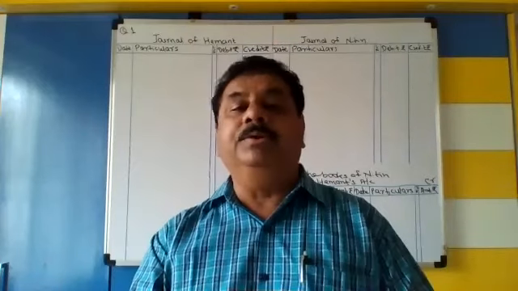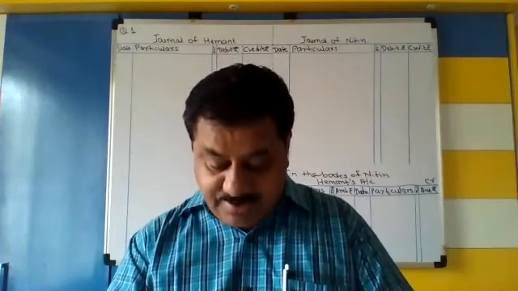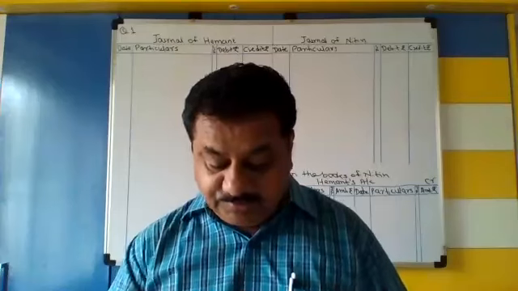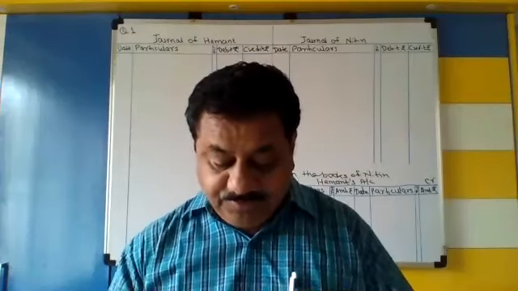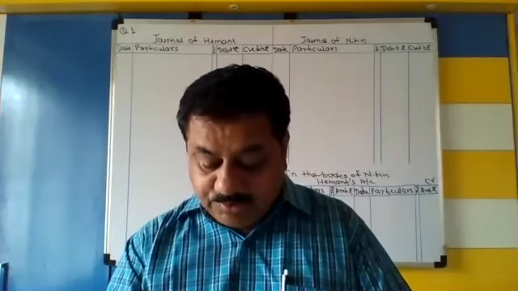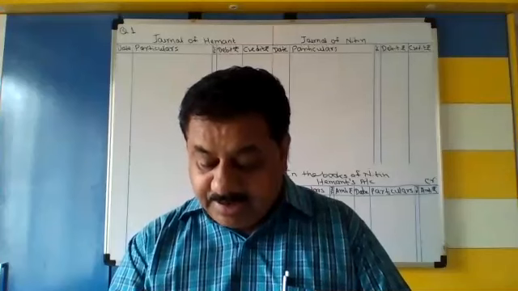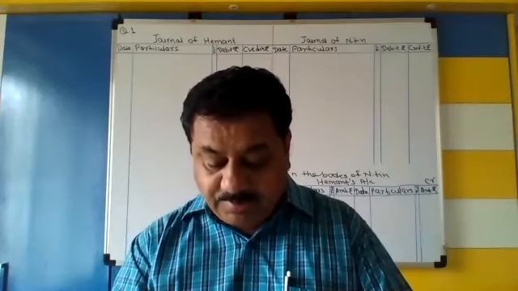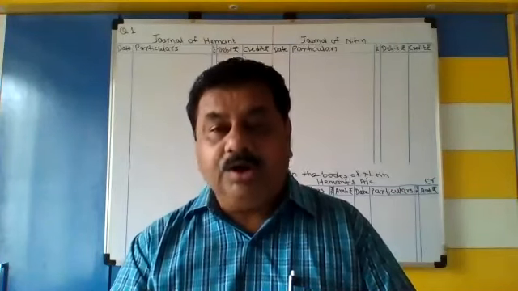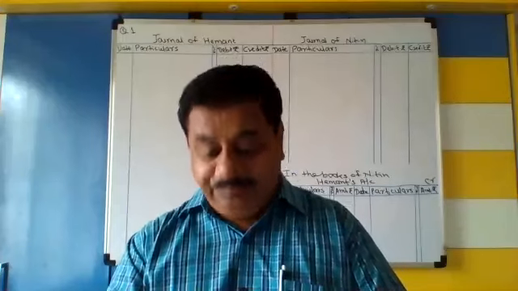Yes, it is question number 1 from your exercise, and the page number is 305. Look at what is given in the first question. On 1st January 2020, Hemant sold goods worth 18,500 to Nitin. On the same date, Hemant drew a bill of exchange for 18,500 at 2 months. On the due date, what happened? The bill was duly honored.